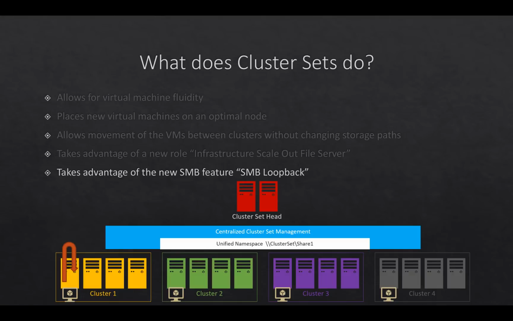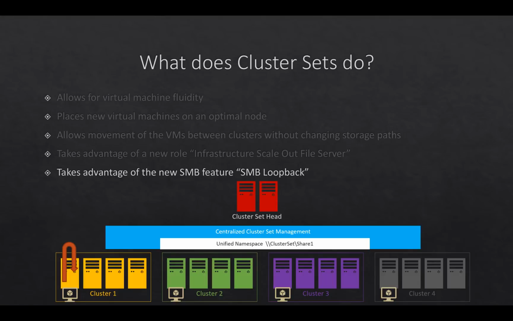One of the other things that it will take advantage of, and it's something that's available with the infrastructure scale-out file server role, is SMB loopback. This is something that's been asked about for a long time. When I say SMB loopback, it is if I have the virtual machine sitting on a cluster node and I want to specify a network path, and that share is owned by the same node, that's a loopback. So it's not going to support that.